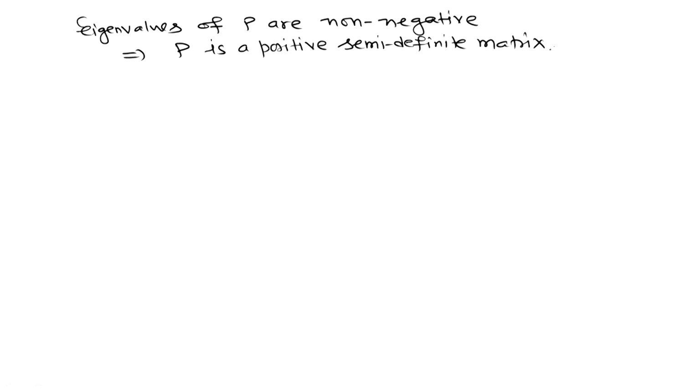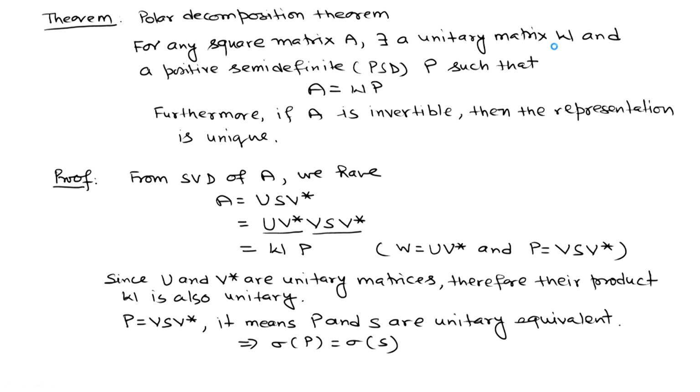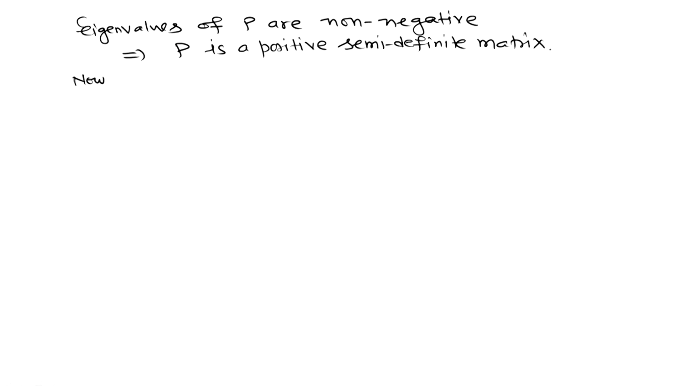So, in this way we have proved the first part of the theorem, that I can write A as the product of W and P, where W is unitary and P is a positive semi definite matrix. Now, let us do the second part: if A is invertible, then this decomposition is a unique decomposition. Now, let the representation not be unique.